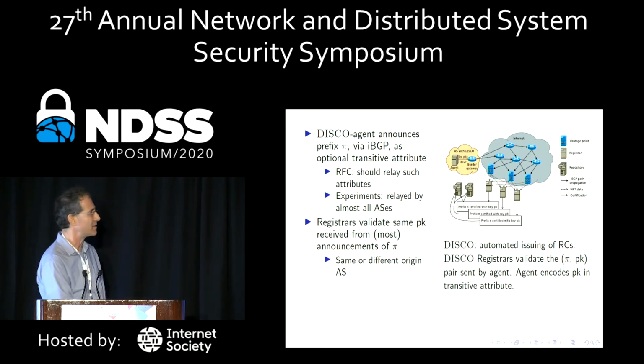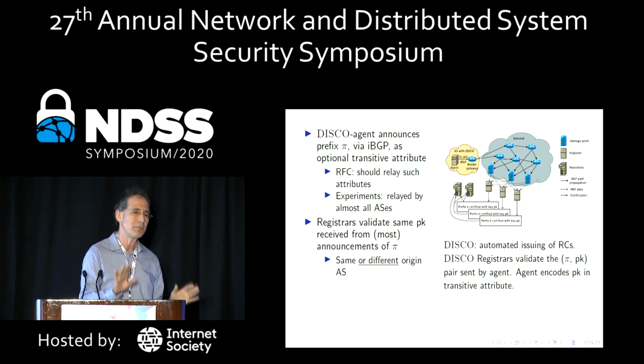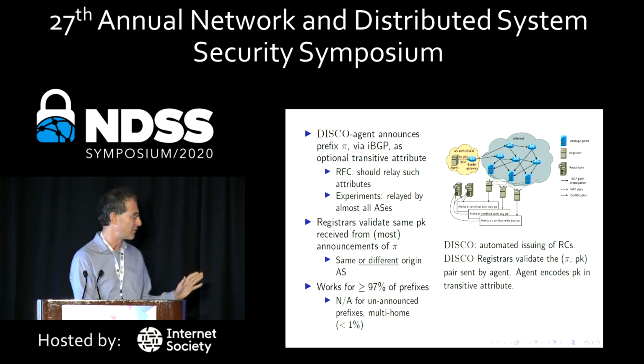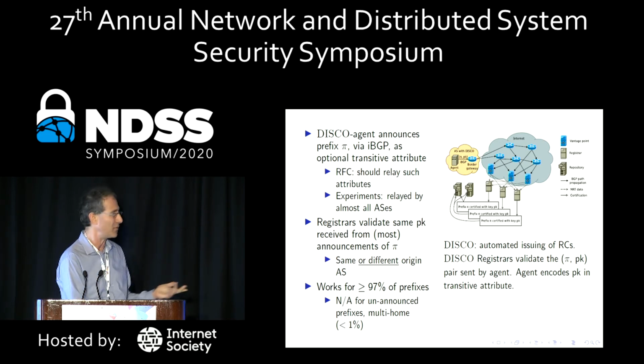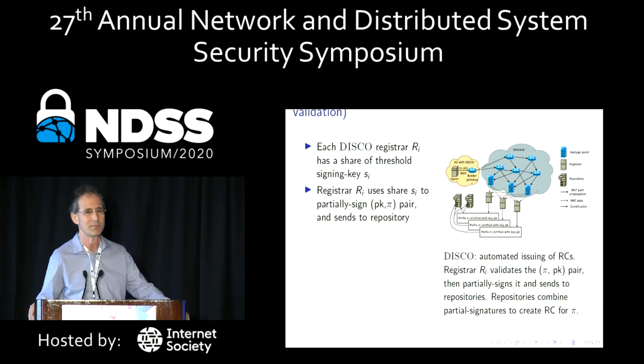And registrars validate the public key received from everybody. It could be from the same AS or different ASs, because we could have some prefixes which are announced from multiple places, what is called anycast. But as long as the public key is the same, we are still completely okay. So it's also supporting these kinds of multi-origin ASs. This turned out to work for 97% of the prefixes, most of the internet. There are some prefixes for which it is not relevant, for different reasons. In particular, if they are not announced, it definitely does not work, right? And some multi-home, actually it could work for multi-home as well, but we just didn't do the experiment, so we cannot know for sure. But it should work for multi-home too.